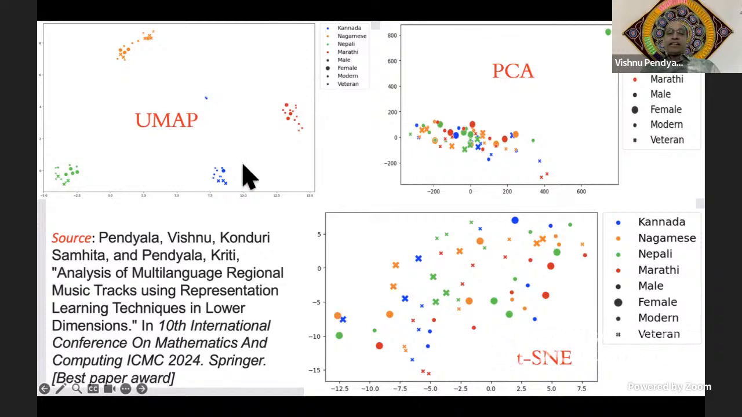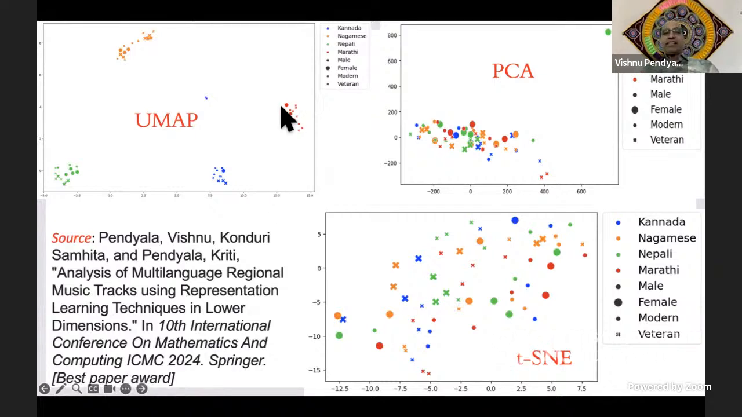So what we did was we converted the music tracks into a good representation using MEL spectrograms. And then we plotted those points and applied PCA, t-SNE, and UMAP. And then to determine whether the representations capture subtle insights, like whether the artist is a veteran or a newbie, and whether the language is Marathi or Nepali or Nagamese. Can those kind of subtle features be identified in lower dimensions using these techniques? That is one of the research questions that we answered.